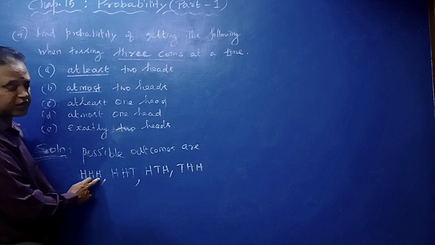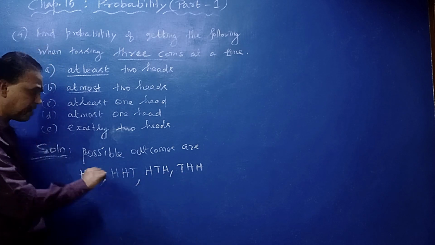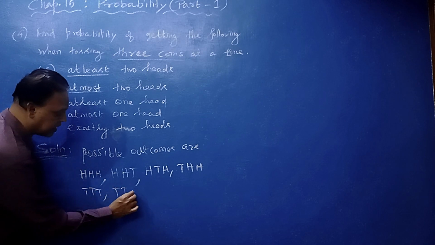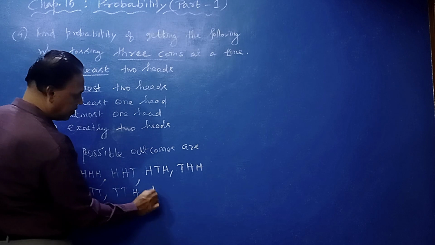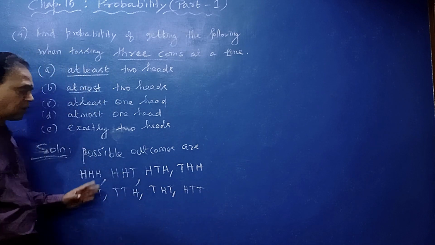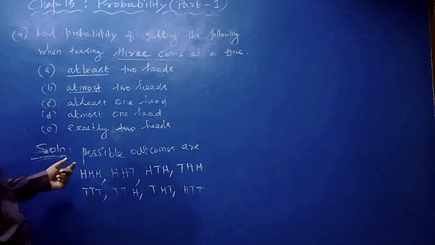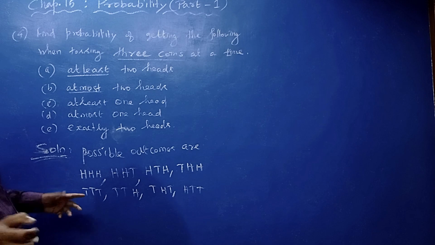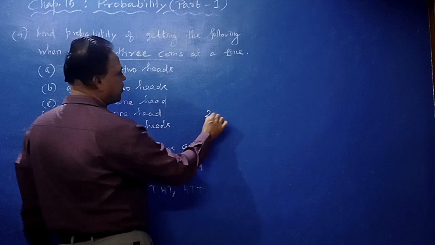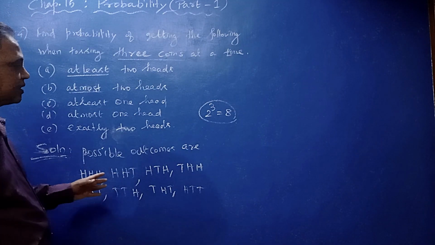Head first. Second chance what? The last one I am changing to tail. Then the middle, then the first one changes, same way. Tail. Last one you change as head. Then the middle one changes, then the first one changes, same way. So total how many are we getting? 8 possibilities. Here each coin means head or tail, that is 2 outcomes. But how many trials? That is 3 trials. So 2 power 3 equals 8. 8 possible outcomes you will get.